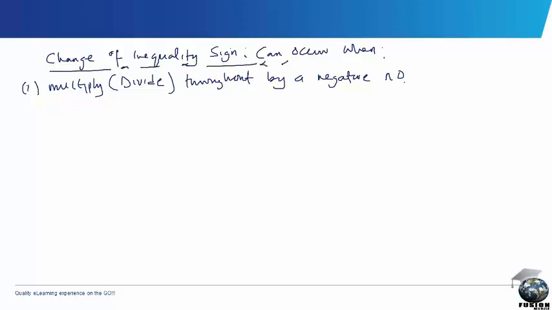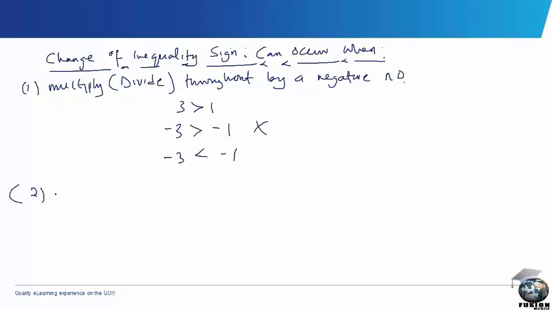When we multiply or divide by a negative number, the sign changes. For instance, you have 3 is greater than 1, and then we multiply by a negative number. This becomes -3 greater than -1, and this is false. So the sign must change: -3 becomes less than -1.